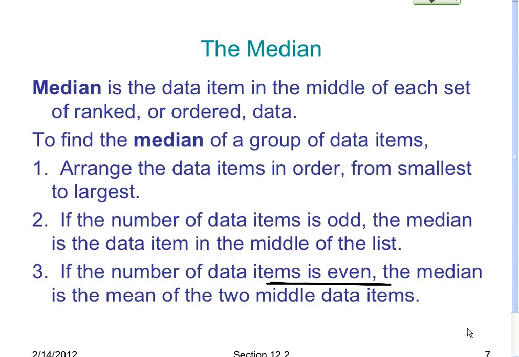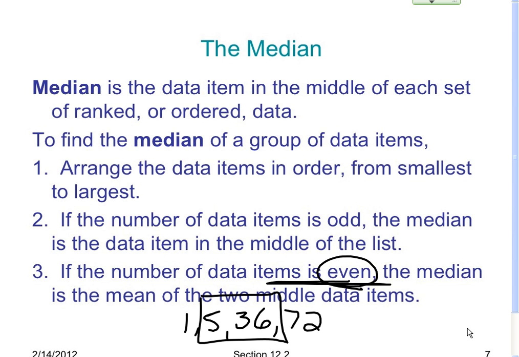If the number of items is even, so now let's suppose I've got 1, 5, 36, and 72. Notice there's no middle number. I actually have two numbers that are in the middle. To find the median, when you have an even number of numbers, you add the two middle numbers and divide by 2. So essentially what you're doing is finding the average of the two middle numbers.